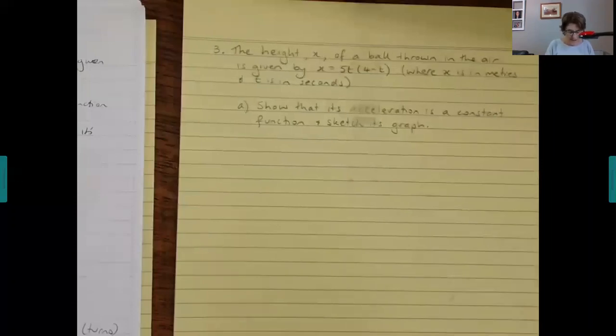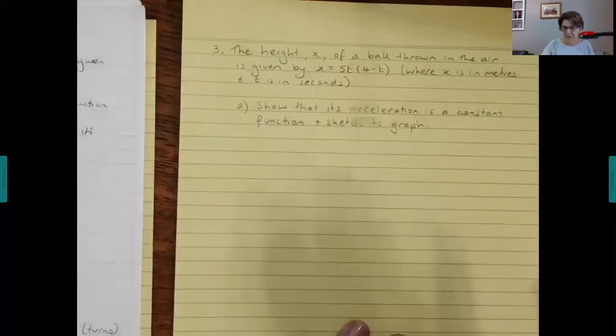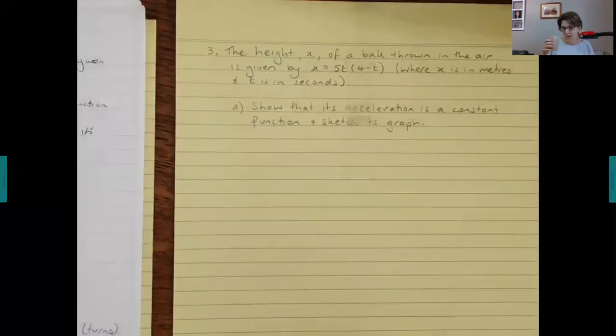Okay, so it says the height of a ball. So Jake will be happy because this one does not want to defy gravity. This one's going to work in a normal human world. So it says the height of a ball thrown in the air is given by x equals 5t times 4 minus t, where x is in meters and t is in seconds. Show that its acceleration is a constant function and sketch its graph.